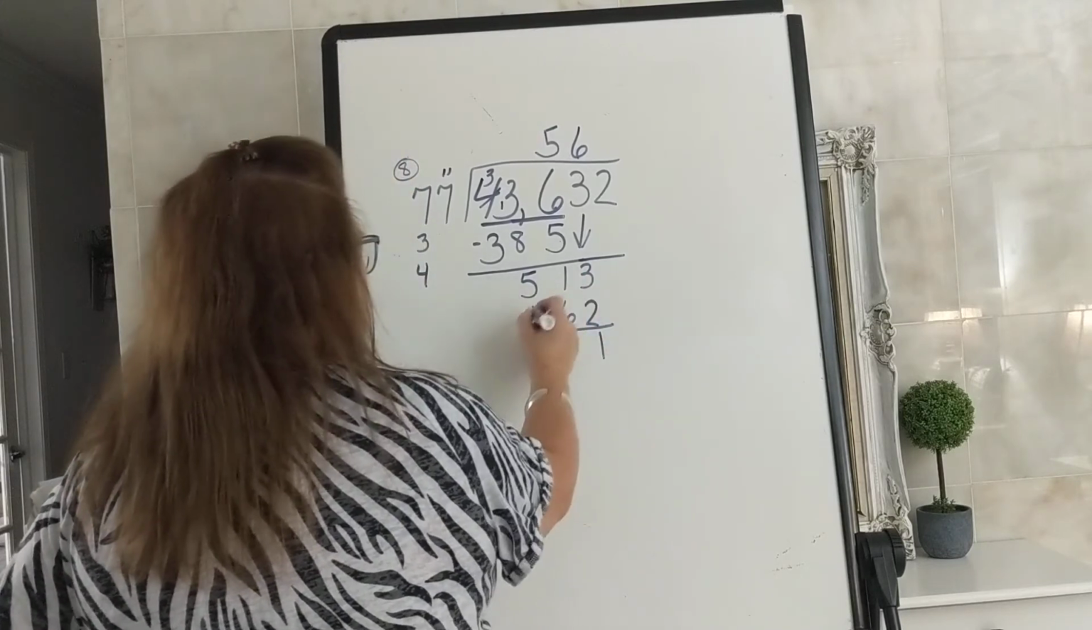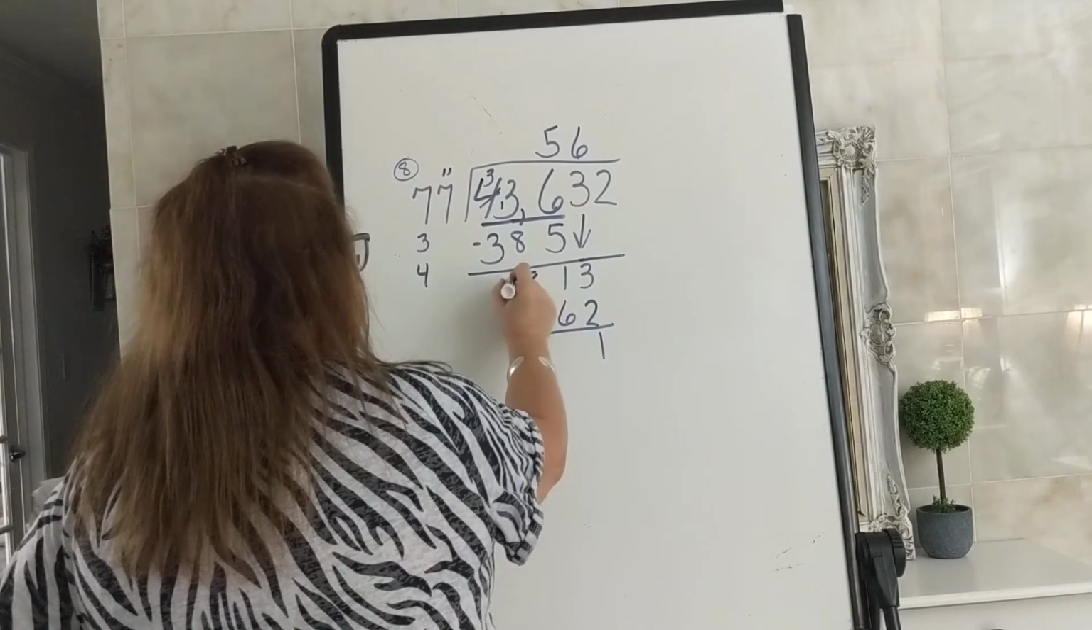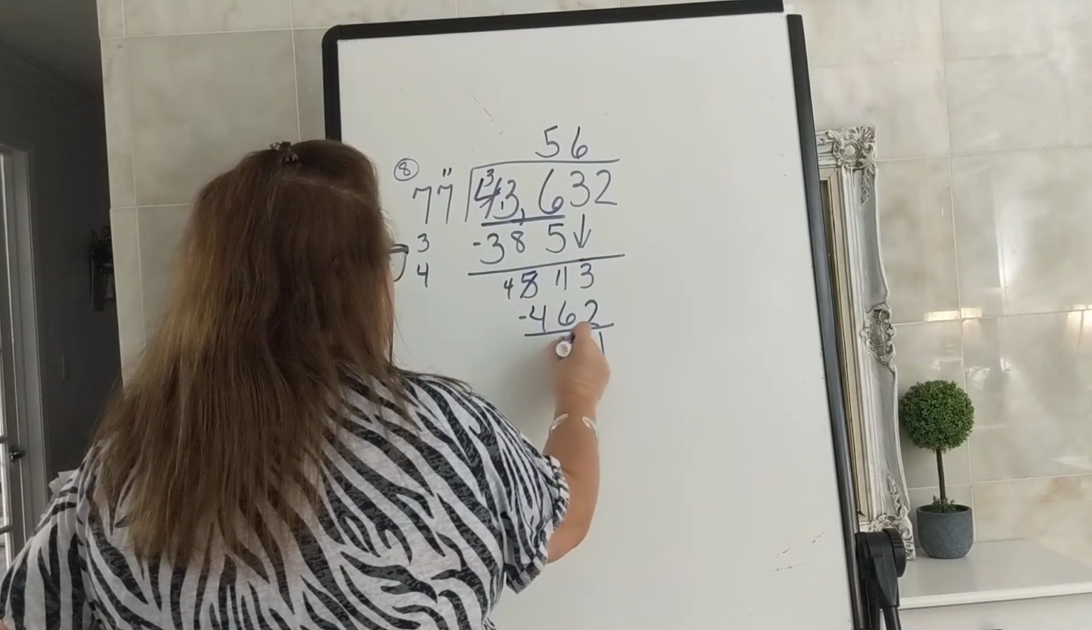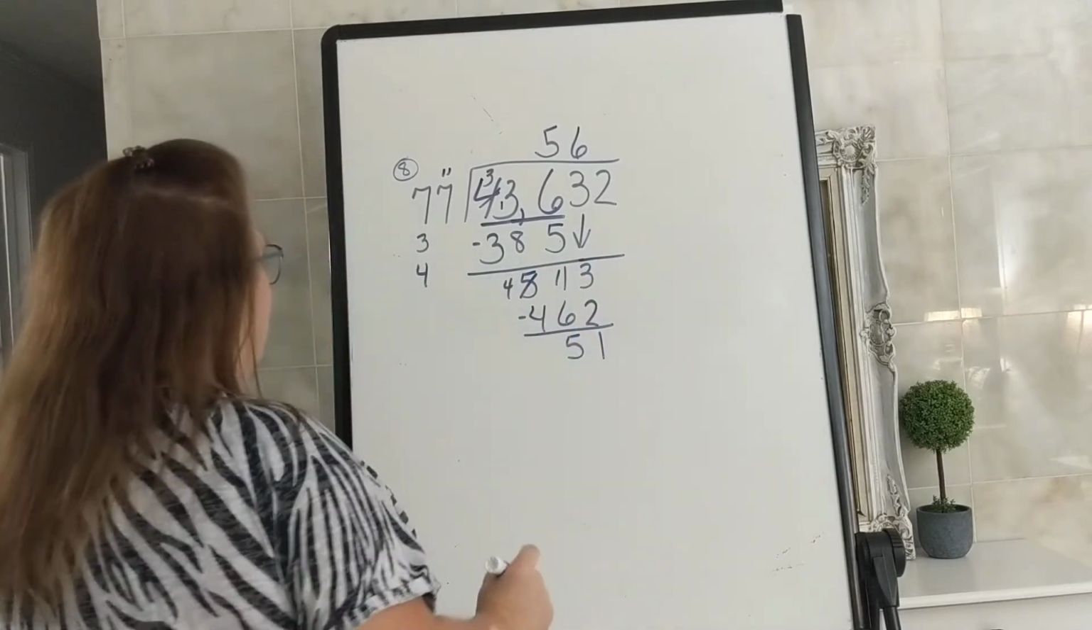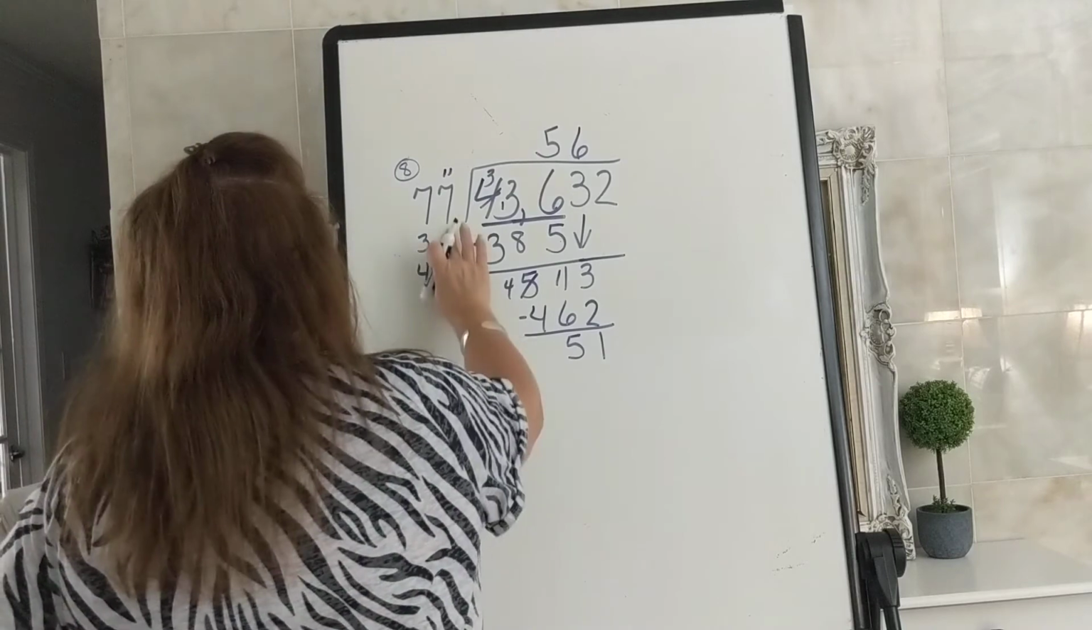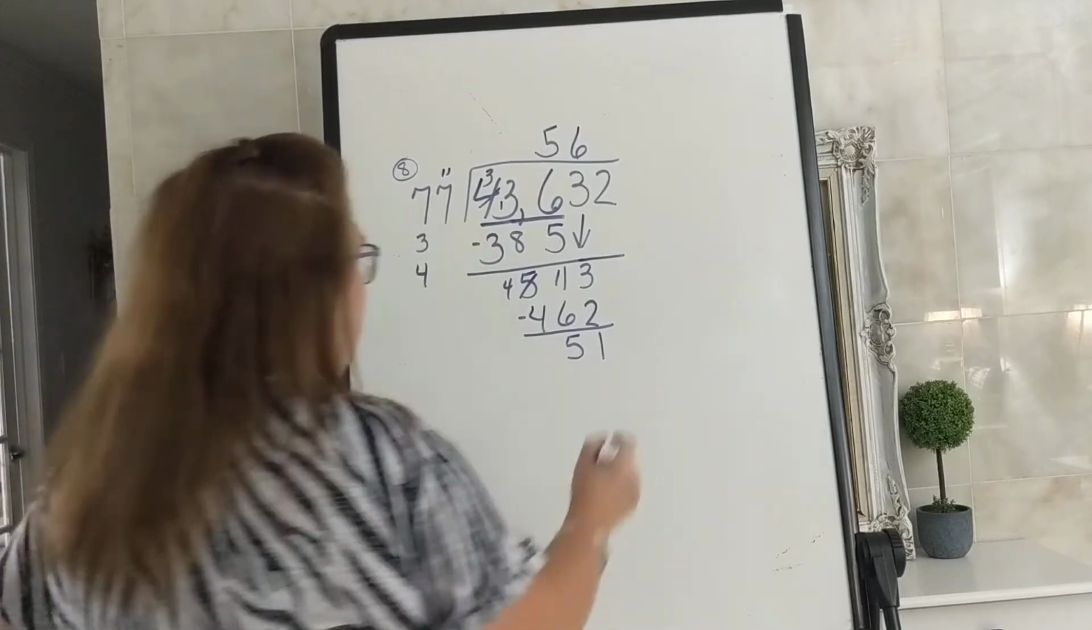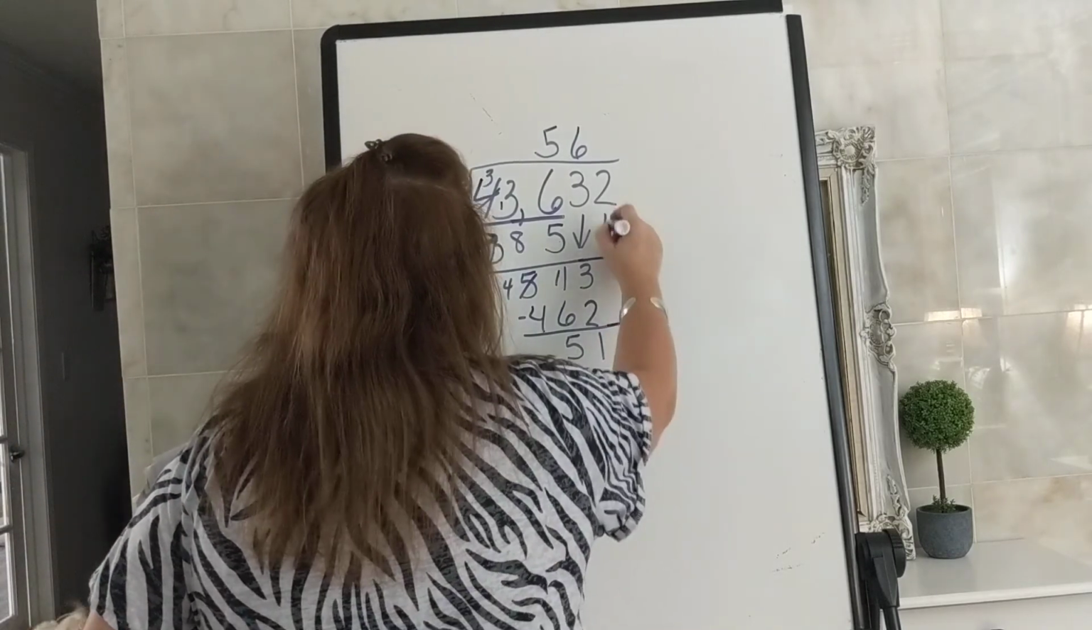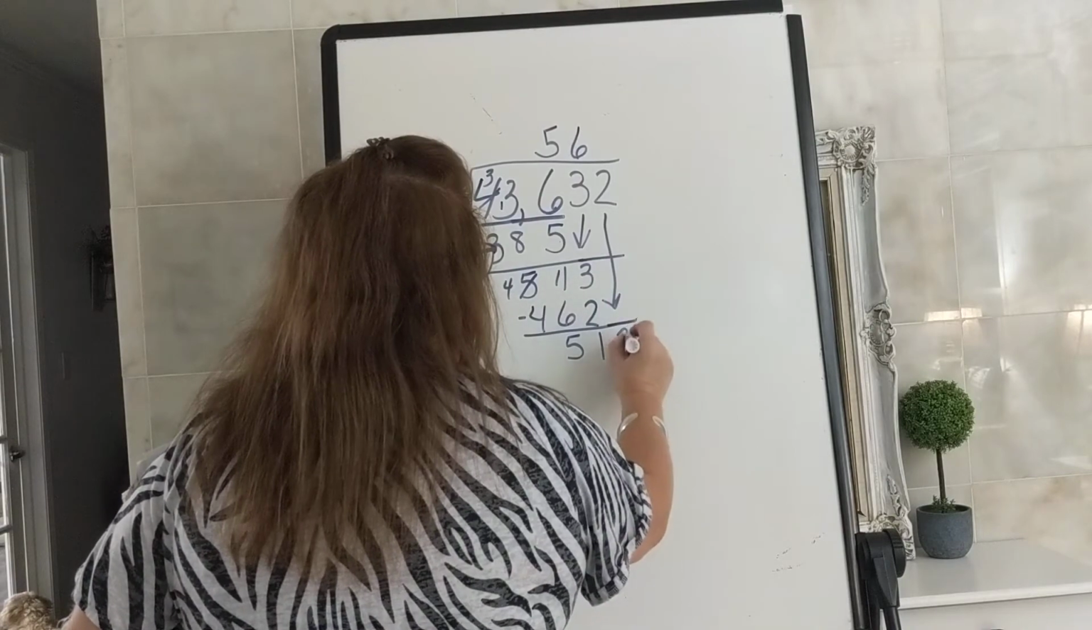We have to go next door and borrow for our next problem. 11 minus 6 is 5. We compare. Is 51 smaller than 77? It is, so we bring down our next digit, which is a 2.